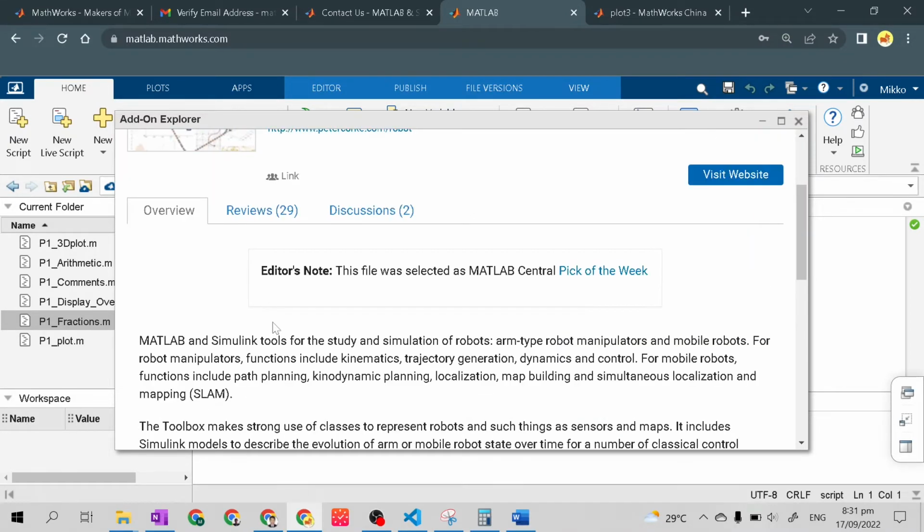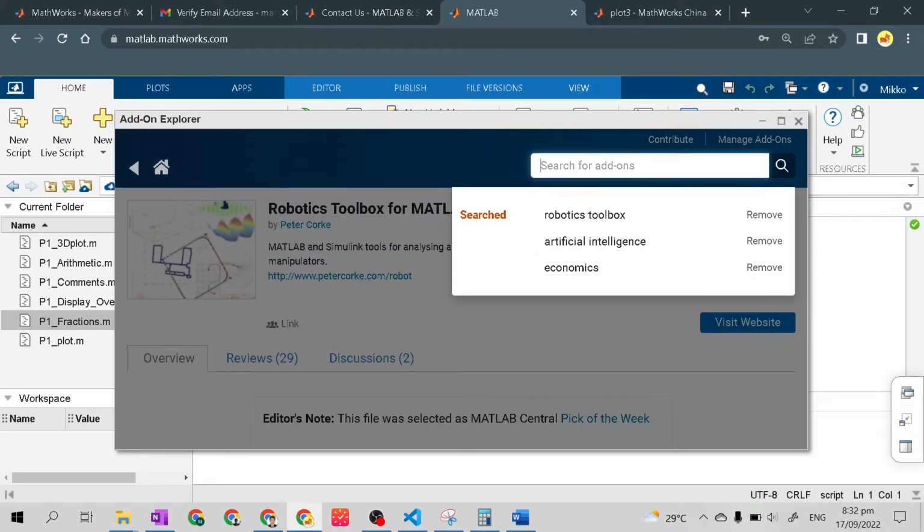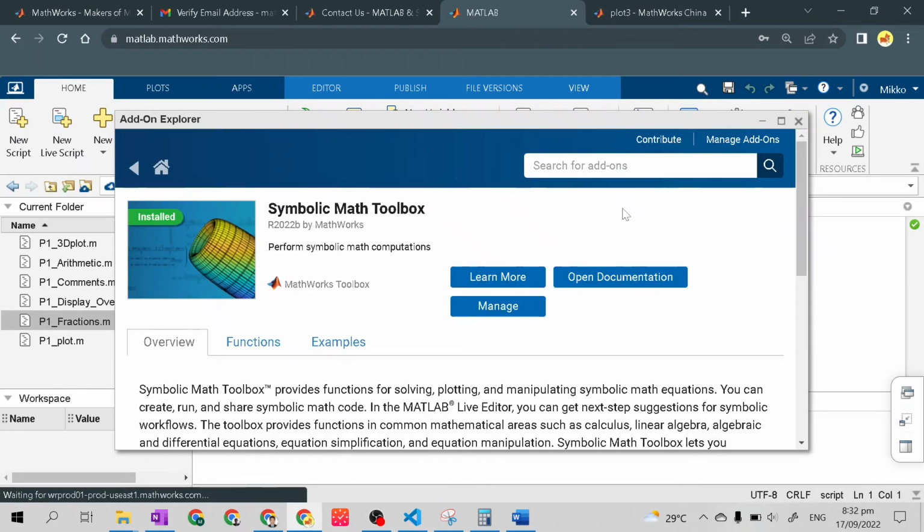Another thing about this toolbox, the Robotics Toolbox by Peter Corke: it has a Python version that we will also use when I teach you how to program a robot in Python. Next, but for now, I will introduce you to the Symbolic Math Toolbox. The Symbolic Math Toolbox is a toolbox used to perform symbolic math computations.